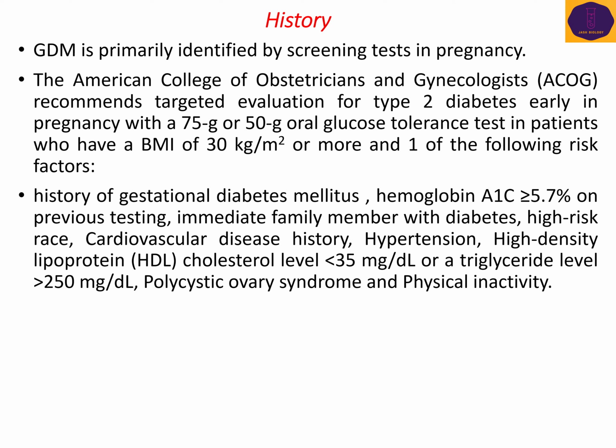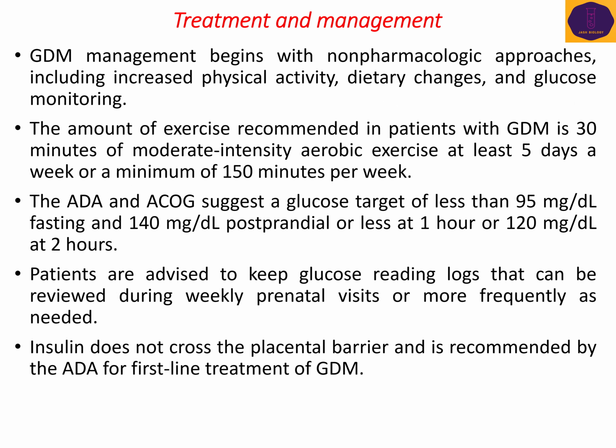GDM is primarily identified by screening tests in pregnancy. The American College of Obstetricians and Gynecologists recommended targeted evaluation of type 2 diabetes early in pregnancy with a 75-gram or 50-gram oral glucose tolerance test in patients who have a body mass index of 30 kg per meter square or more, and one of the following risk factors, as discussed before, that can be history of gestational diabetes mellitus, glycated hemoglobin greater than or equal to 5.7 on previous test, immediate family member with diabetes, cardiovascular disease, hypertension, and so on.